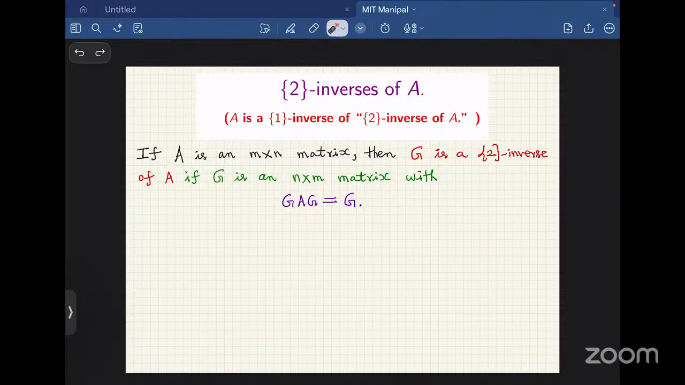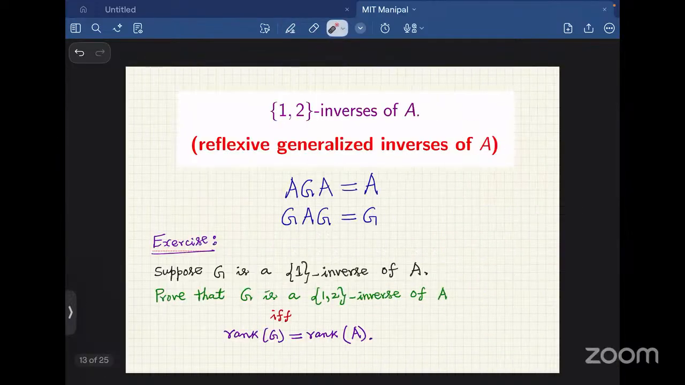But there are issues when we try to find G. Even if you have a 2 by 2 matrix, if you start with any arbitrary G, we will not be getting linear equations. So we will have non-linear equations. Therefore, finding a 2-inverse is not easy. Now, when we combine these two, it is called a 1-2 inverse.